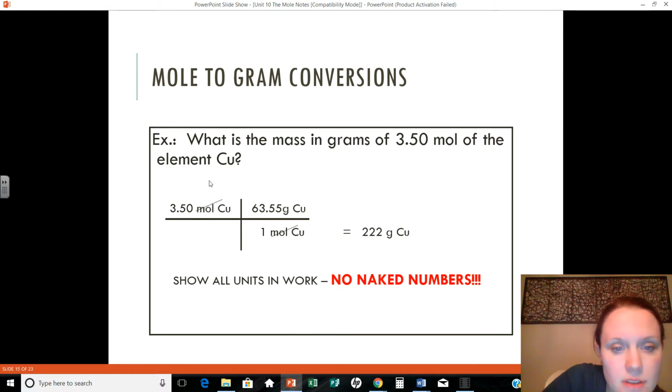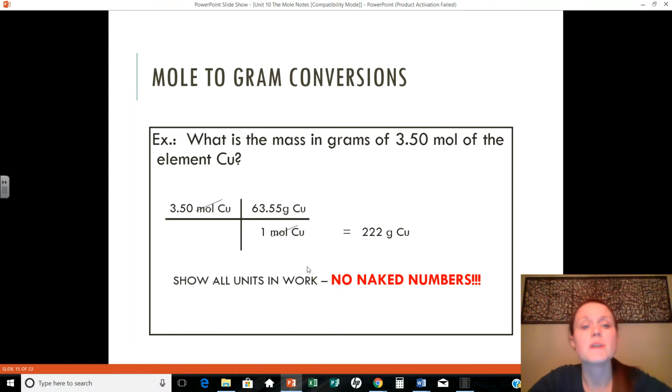This T-chart setup when you do conversions, if you like that, you can set your conversions up this way. That's no problem. I always set mine up using parentheses just because I like putting my conversion factors in parentheses like that. But you can set it up however you like. You're not going to get points off if you set it up like this because I do it differently. You're going to get the same answer either way.